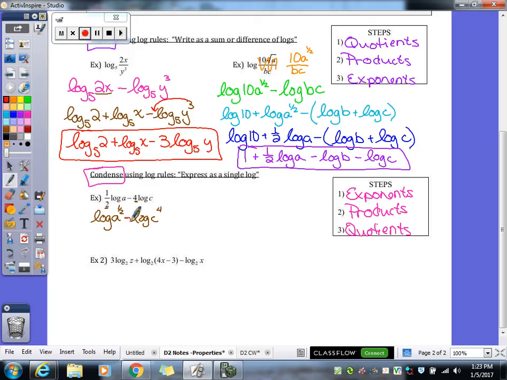So the fact that these are being subtracted tells us what's actually happening with my a and my c. Are we multiplying them? Are we dividing them? Dividing. So we're just going to write 1 log of a to the 1/2 over c to the 4th. And that's going to be our final answer there. When you're condensing, the goal is to write log only once. So you keep going until you only have it written once.